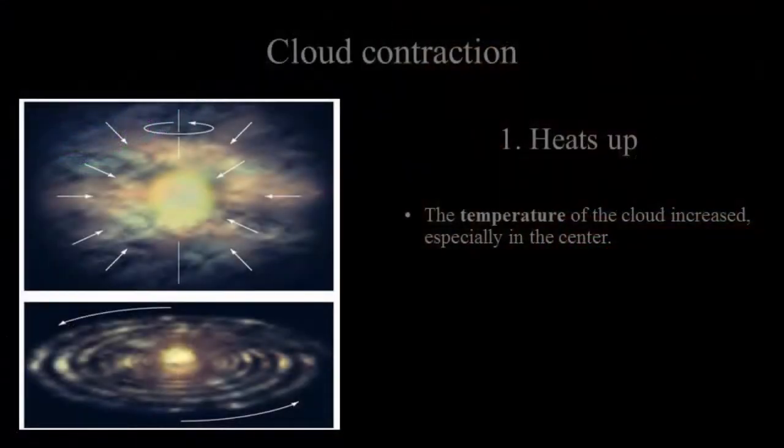Let's take a look at each one of these. Number one, as the cloud contracts, it's going to heat up. Why do we say that? Well, think of this. As the particles get slightly closer together, their attraction grows slightly, and therefore their velocity, or speed, grows slightly. And as particles move faster in a gas, you and I would call that a higher temperature. And so as the particles are streaming towards the center, increasing their speed, the temperature is growing in the center. The cloud is beginning to heat up.